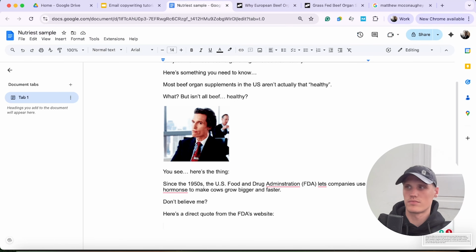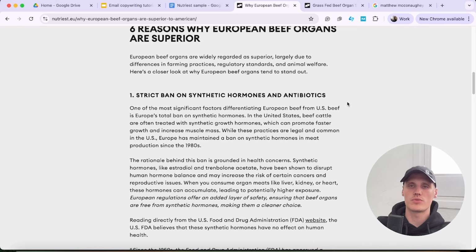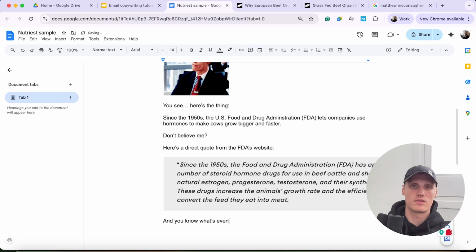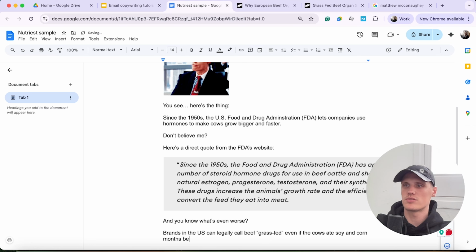So here we said that there's no ban in the US on synthetic hormones and antibiotics. And then we're gonna talk about how the animals aren't actually grass-fed, meaning that they are given corn and soy just before they're slaughtered. So here is where we go even deeper. And you know what's even worse? Brands in the US can legally call beef grass-fed even if the cows ate soy and corn months before slaughter.